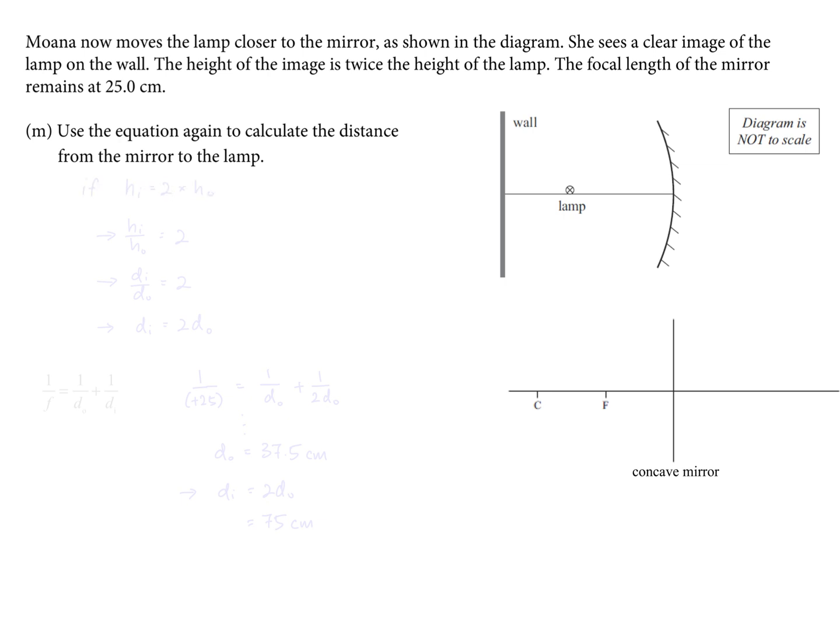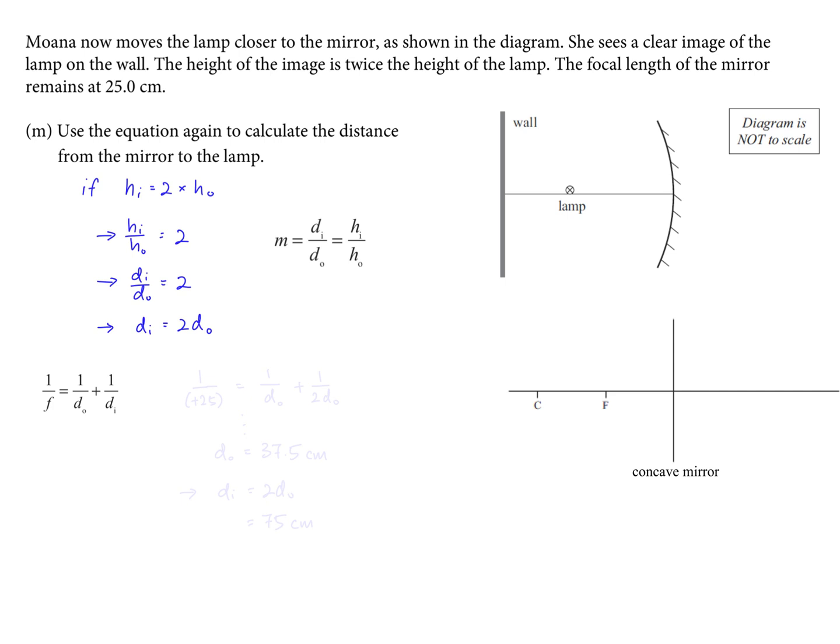Right, based on the information given, we know that the height of the image is twice that of h naught. So if we rearrange that, hi over h naught, the fraction will give us 2. Therefore, according to the magnification equation, di over do will also be 2. So this means that di is twice that of do, which means that the distance of the image from the mirror is twice that of the distance of the object from the mirror.